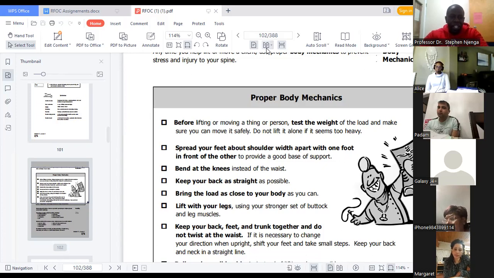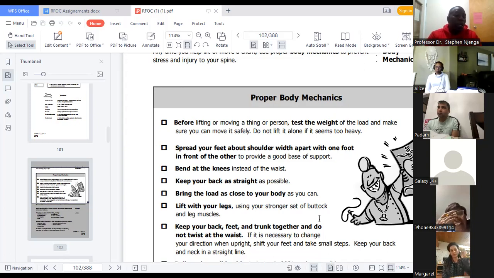Also keep your back, feet and trunk together. Do not twist at the waist. I've seen so many health professionals who have hurt their back, and they ended up with hip problems because of what? You twist.